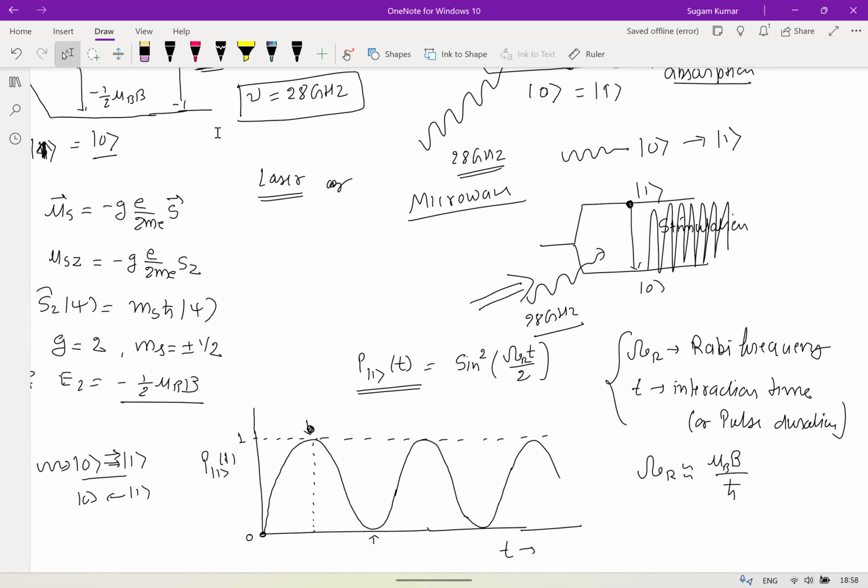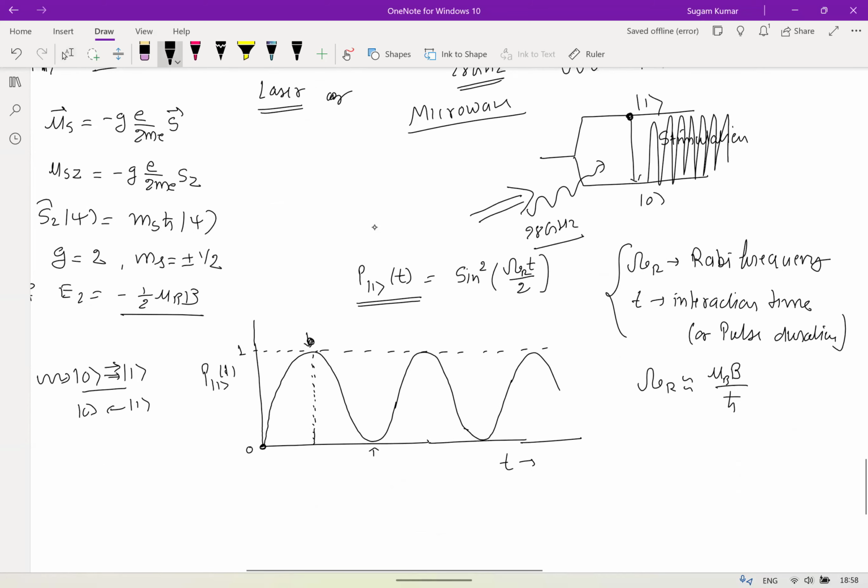So I have to shine these photons only for this much time. So how can I do this? That is called pi by omega. When you calculate, the time will be pi by omega. Generally we call this, and according to this time you can calculate.